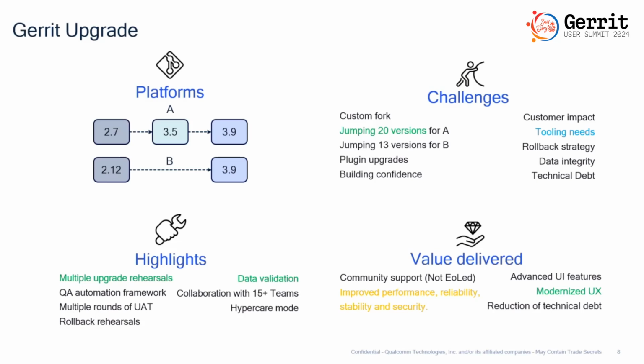For B, because now we have a lot of experience, right? 2.7 to 3.9 with a hop. With that experience, we believed that we can do a 2.12 to 3.9 jump. That's what we achieved here. Challenges. This is not a joke. We tried our best to do it successfully, and we did it without a rollback, obviously. So 20 version jumps for A, 13 version jumps for B, because the starting point is 2.12.